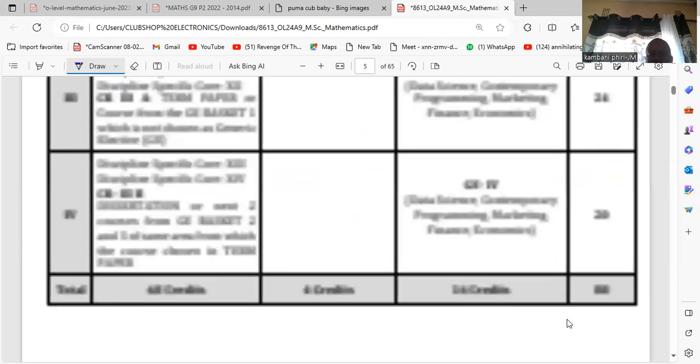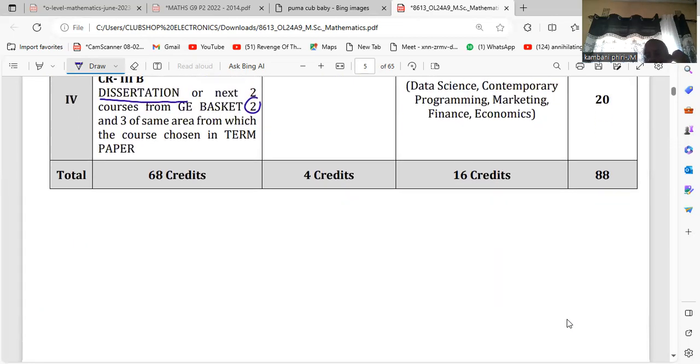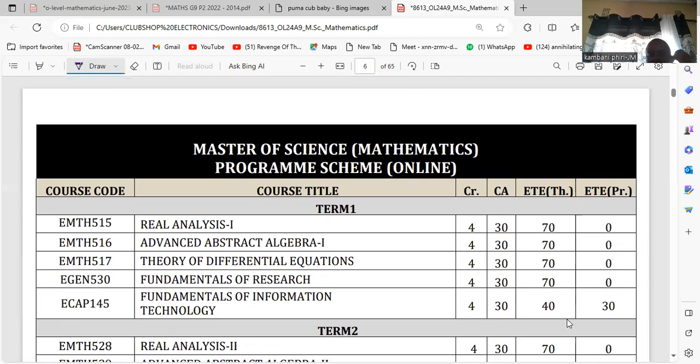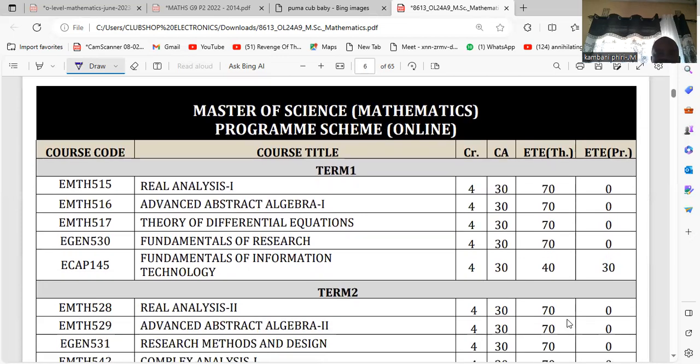But of course, like I said, this may differ from university to university, depending on the availability of the teaching staff. Now, what are the courses that you do in the first semester, the actual courses?